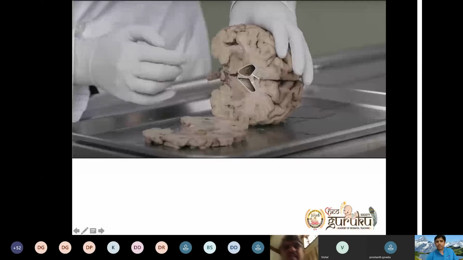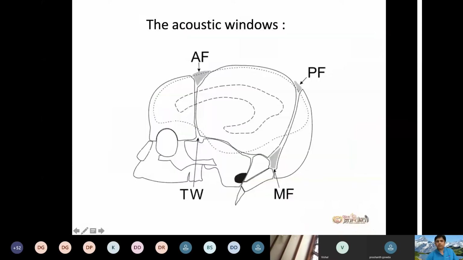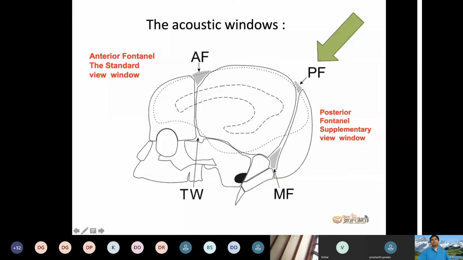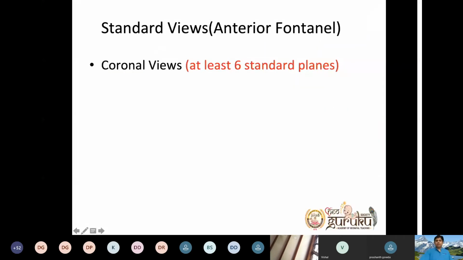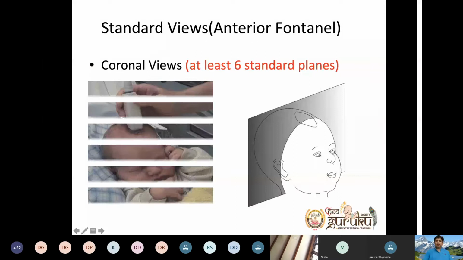We've covered all this quickly. Yes. Six views will come now. So this is how it looks like.